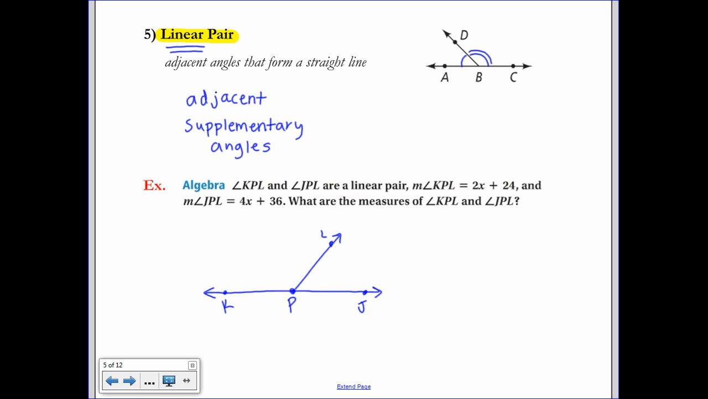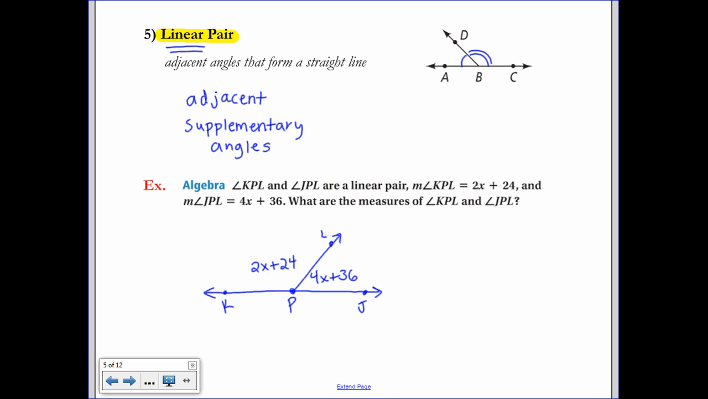I can label it with the information given. KPL is 2x plus 24. JPL is 4x plus 36. Again, this figure is not drawn to scale. I might find out that one of them is 20 degrees and the other is 160 degrees, in which case my picture is totally wrong. But it's okay for your figure not to be drawn to scale. It's only there to help you solve this equation for x.